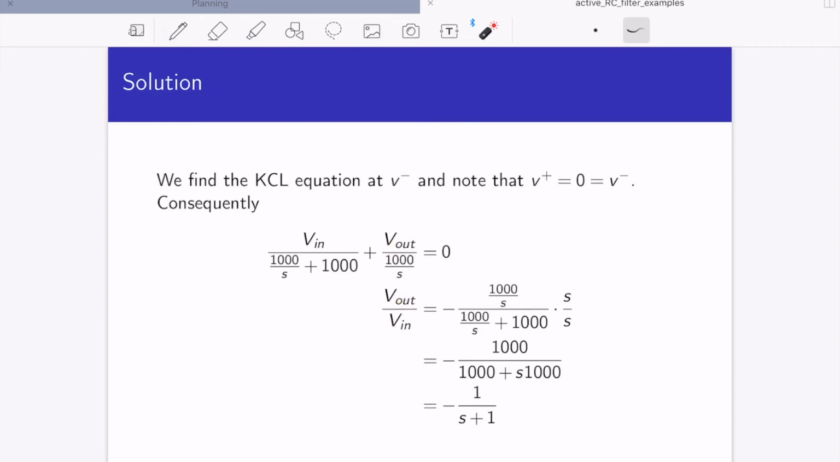Okay, so we're going to solve this equation, separate the terms for V out and for Vn, take the ratio of V out to Vn, and we end up with this part right here. To get rid of the S denominators, we're going to multiply through by S over S. That'll give us 1000 over 1000 plus S 1000. And of course, we have a minus sign. We can divide through the top and the bottom by 1000, and we get minus 1 over S plus 1.